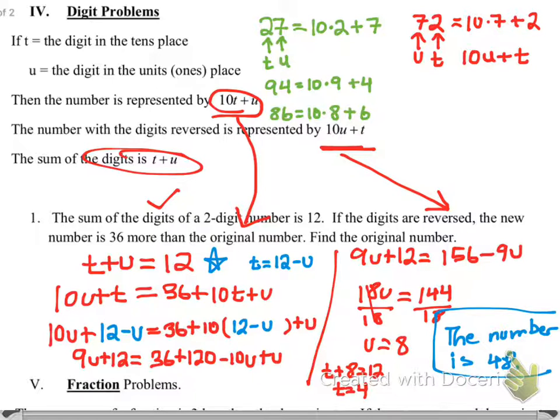Now let's think about that. Go back to the first sentence. The sum of the digits is 12. 4 plus 8 is 12. That works. If the digits are reversed, the reverse of 48 is 84. Then this new number is 36 more than the original number. Let's see, 84 minus 48 is 36. So that actually is the correct number.